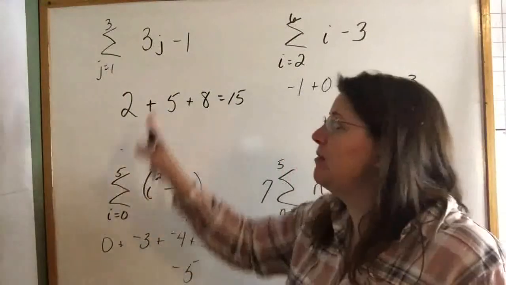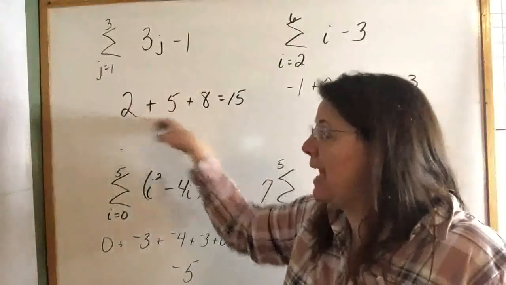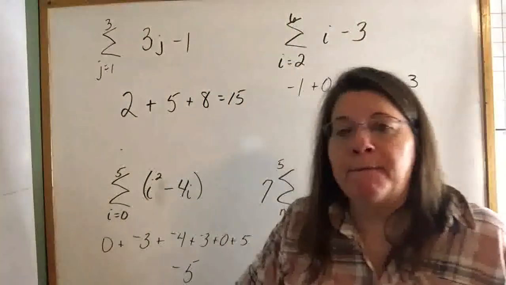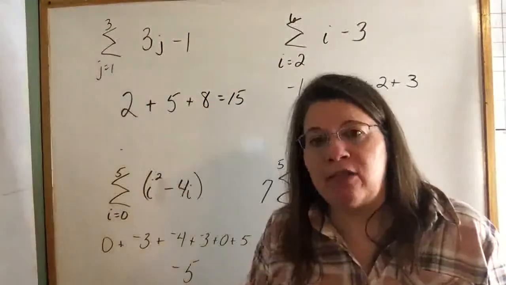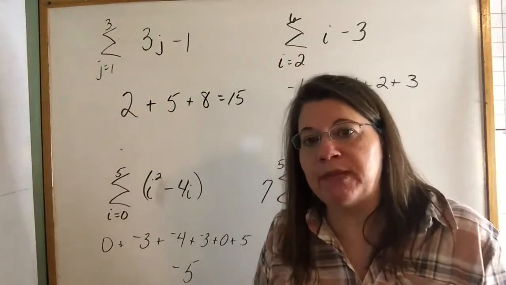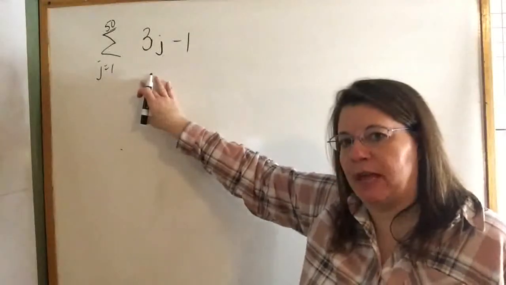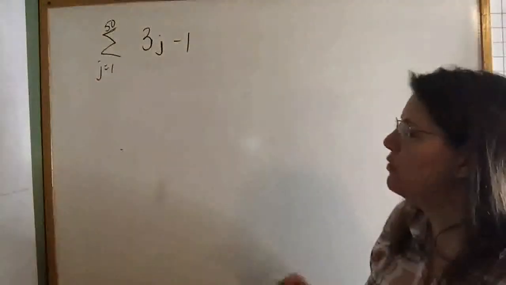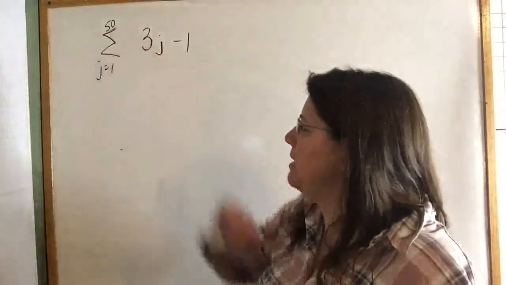Now, a lot of times they are going to be this simple. It's just very simple. Plug in 1, 2, and 3, add them together, you're done. Okay? But if they go further and say add all the terms from 1 to 50, that's where you're going to need to be able to do something else to make it simpler for yourself. So I'm going to do that with this example. I'm going to ask you to do the sigma notation where j equals 1 to 50.